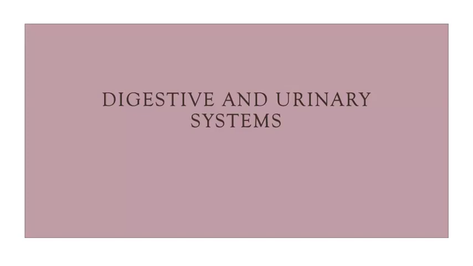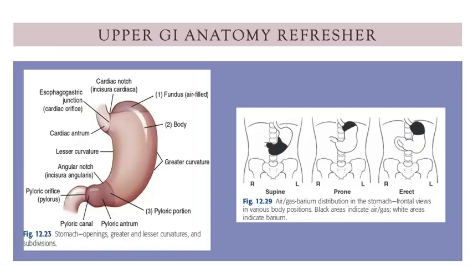Welcome to the final section on our discussion of pediatric pathology and anatomic refreshers. Today we're going to get into the digestive and urinary systems, and we're going to start with the upper GI first. So as a refresher, here we have the stomach.